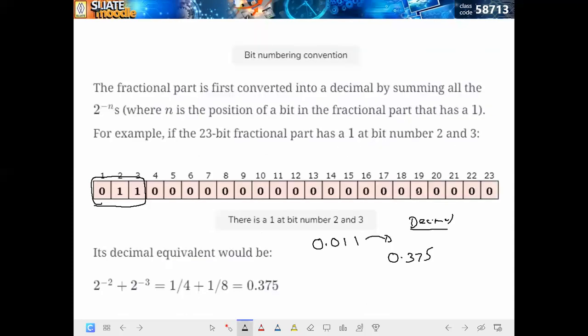Then that means, right? So the number should be like this.